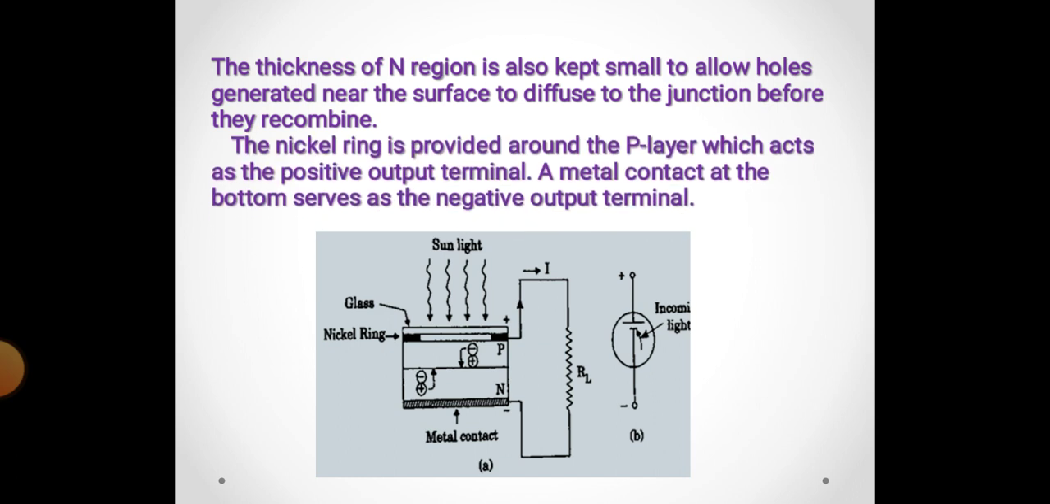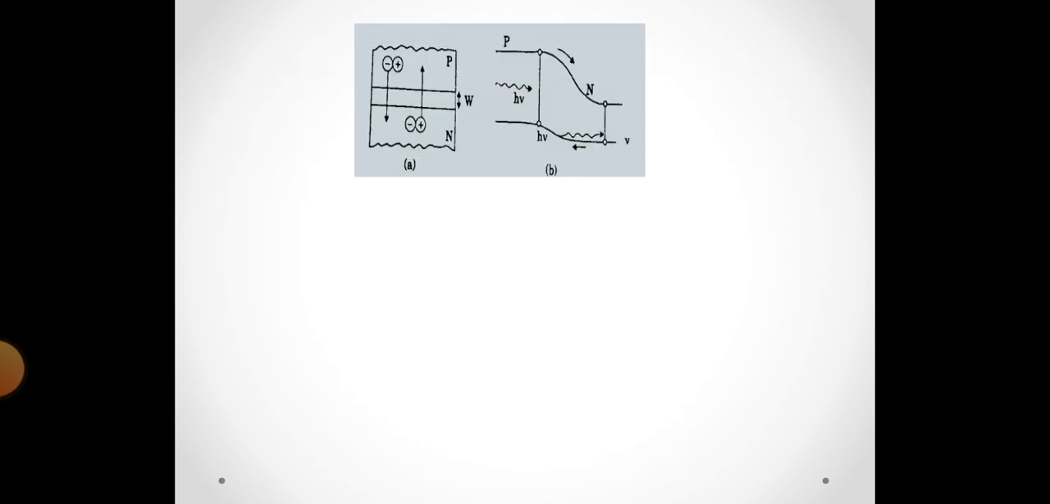Above the P and N region, we have a nickel ring. The nickel ring is provided around the P region, which acts as the positive output terminal. And we have a metal contact just below the N type region, which acts as the negative terminal of the battery. Now, the working.